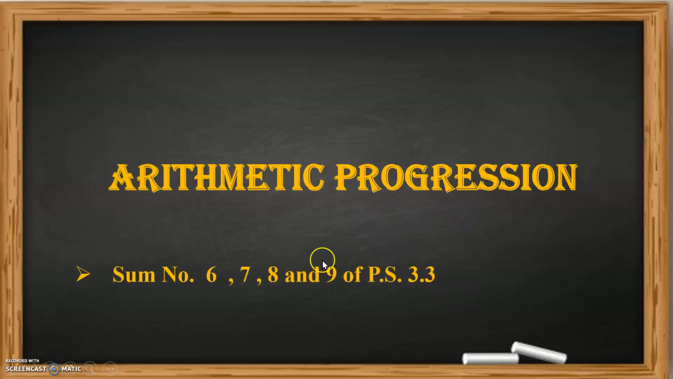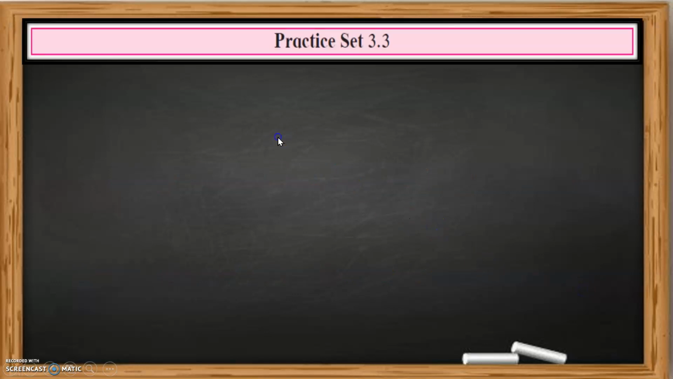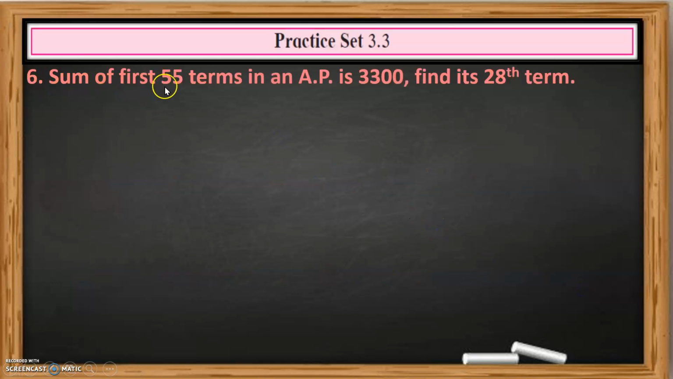Hello students, in today's video on arithmetic progression, we will be doing sum number 6, 7, 8 and 9 of practice set 3.3. So let's start with the sixth sum, which says sum of first 55 terms in an AP is 3300, find its 28th term.